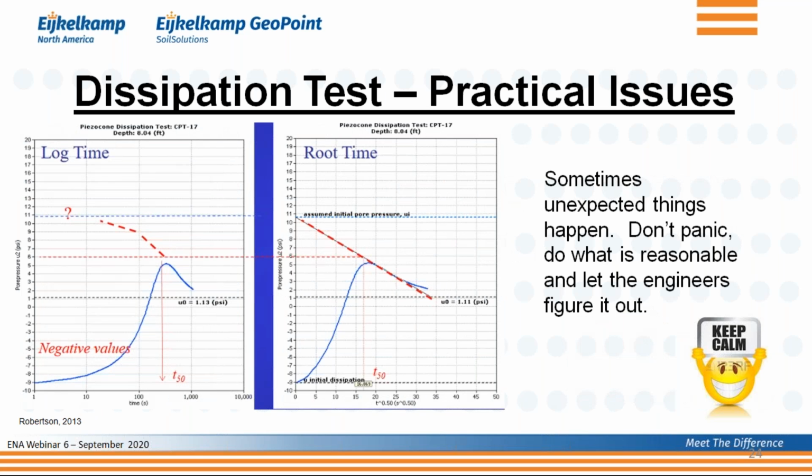A bigger problem is the situation that you see here. On the left-hand side, you see the horizontal axis again is in the log scale.